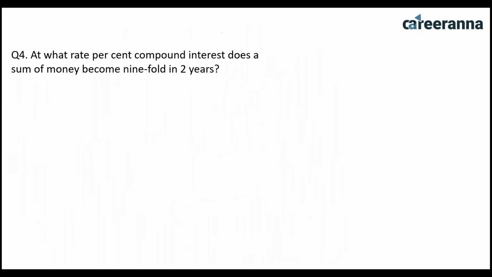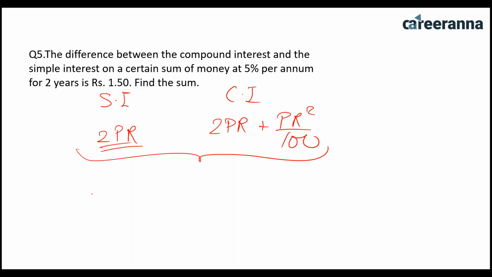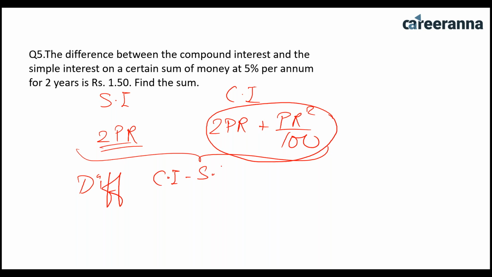Now, let's see. If I talk about SI and if I talk about CI. So SI for 2 years will be 2 PR. For CI, it will be 2 PR plus PR square upon 100. Okay. If the question is saying about the difference value, okay, the question is saying difference, what I need to do, I need to do this value. That means CI minus SI. Always remember CI is always greater than SI. That is why what we are doing CI minus SI.